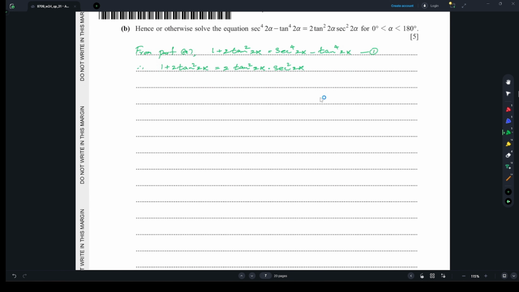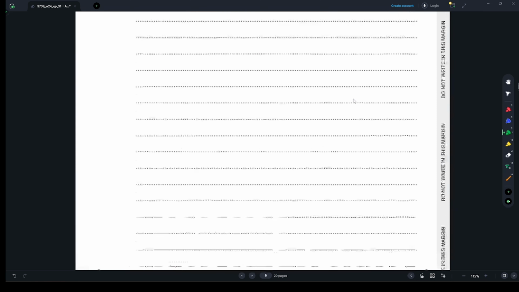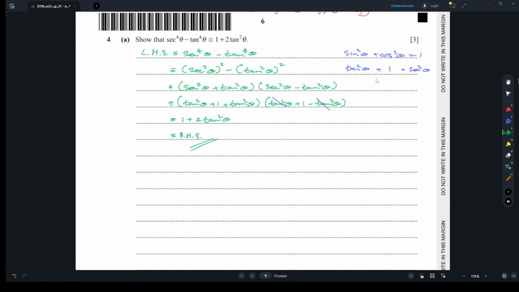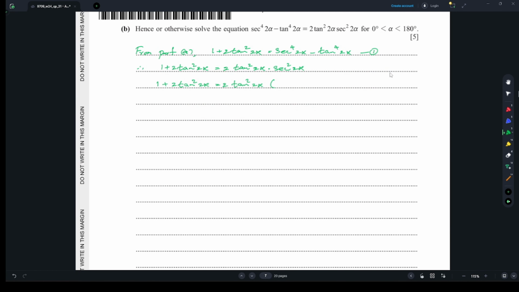Okay, so now we have to solve this one, but again we have a problem because we have sec here. So you have to remove that first. I can write 1 plus 2 tan square 2 alpha equals 2 times tan square 2 alpha. Instead of sec square 2 alpha, we can use the same relationship here: tan square 2 alpha plus 1.